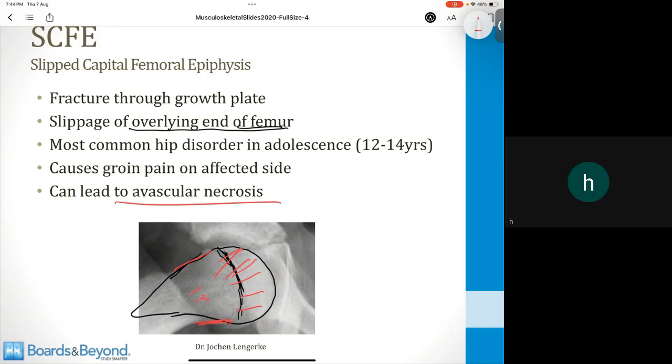It's a hip disorder most commonly seen in adolescents. Really important, right? In young people who are running, jumping, everything, their ice cream can fall off the cone. That is your SCFE.